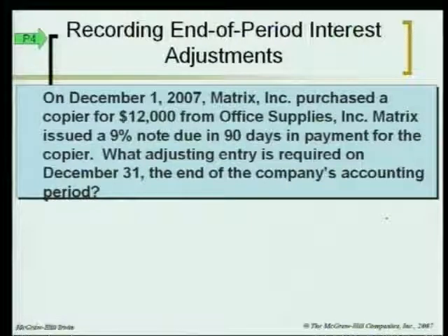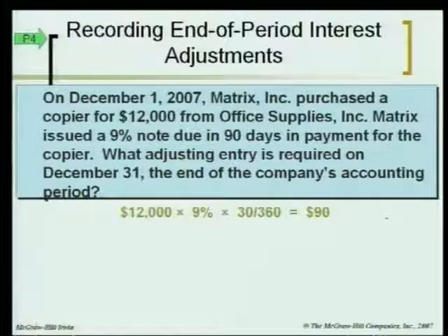On December 1 of 2007, Matrix Inc. purchased a copier for $12,000 from Office Supplies. Matrix issued a 9% note due in 90 days in payment for the copier. What adjusting journal entry is required on December 31, the end of the company's accounting period? Now, how many days have gone by since we made that note? How many days? 30, okay?